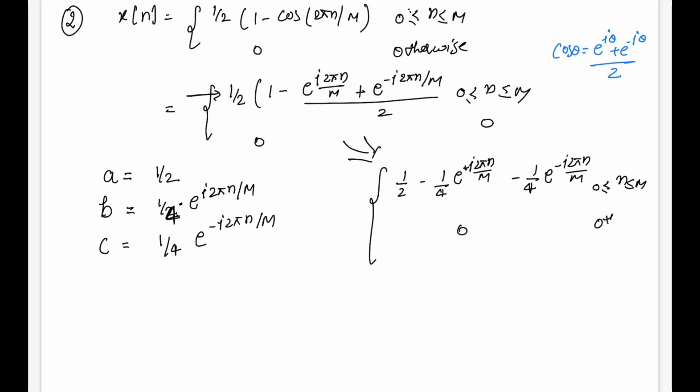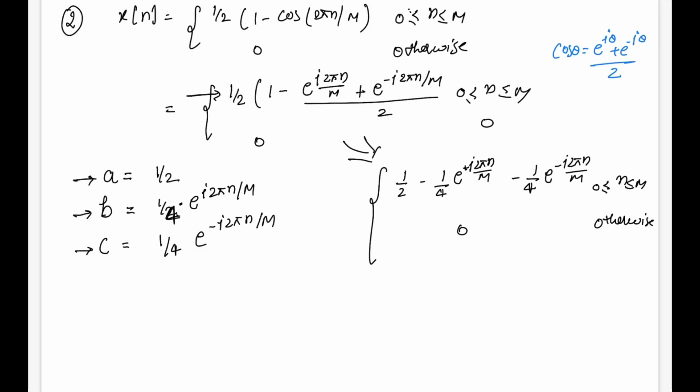Okay, so this is just an extension of the rectangular function, or basically it is a summation. If you recognize this, a is a rectangular function, b is a rectangular function multiplied by some phase, and c is a rectangular function multiplied by some phase.